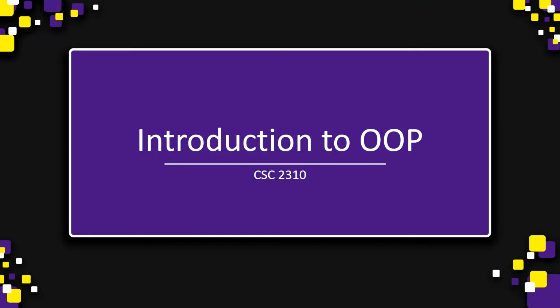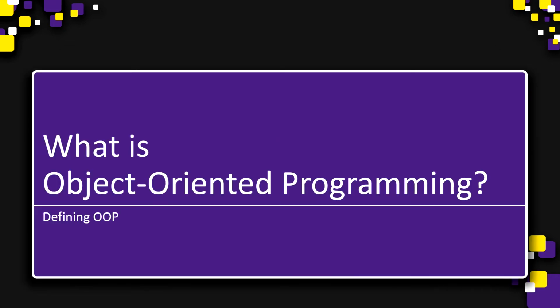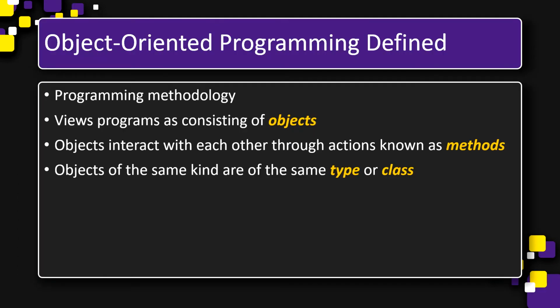Hi everyone, I'm going to go over an introduction to object-oriented programming and why we care about it, and what exactly an object is. First, let's define object-oriented programming so that we have a definition to work with. Object-oriented programming is a programming methodology that views programs as consisting of a series of objects. These objects are meant to interact with each other through actions that we call methods.